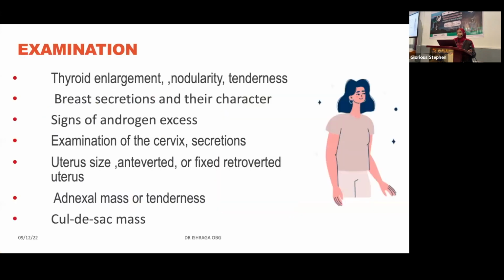Coming to the examination of the female partner, we look for thyroid enlargement, nodularity, tenderness, any breast secretions and their character, any signs of androgen excess like acne and hirsutism. We examine the cervix, secretions, any signs of infection, uterus size, whether it is anteverted or fixed retroverted, adnexal mass or tenderness, and cul-de-sac mass.